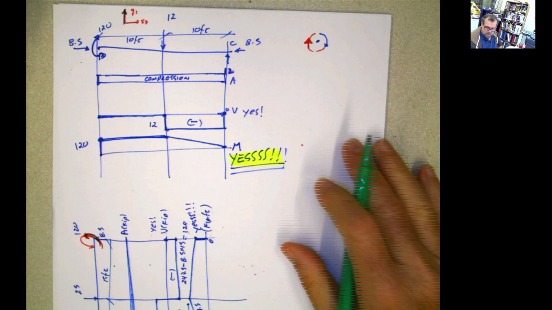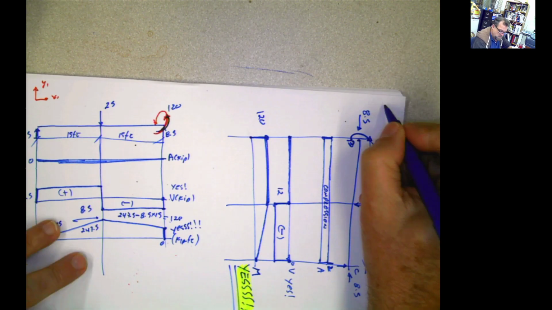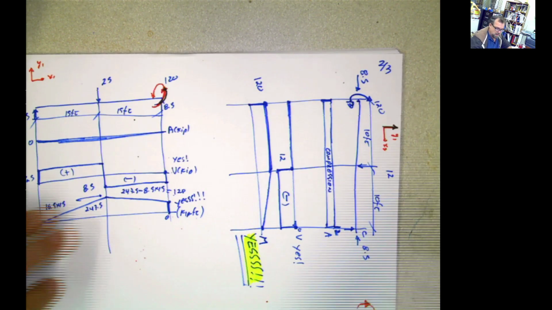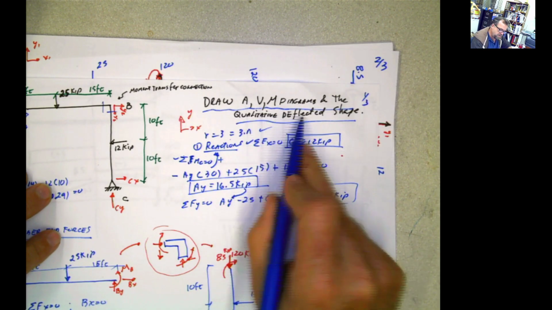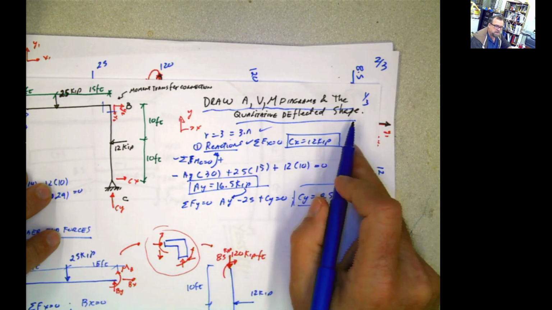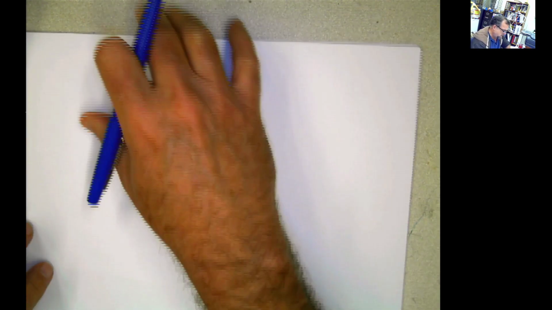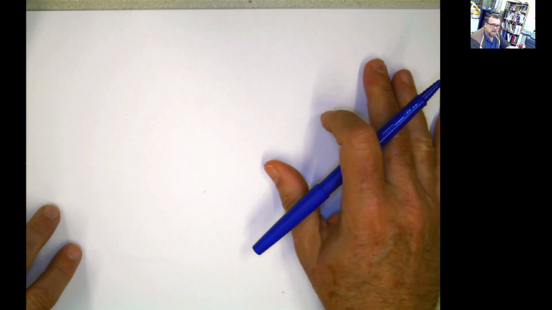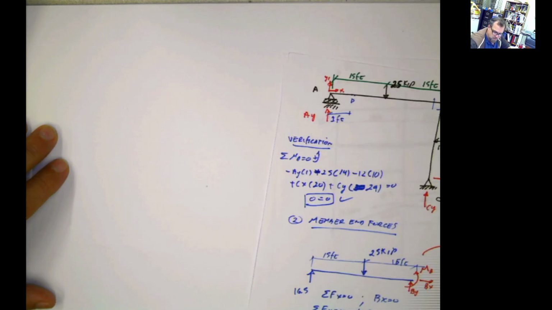Now, we haven't finished yet. This is just the diagrams. But if you go back to the original question, we also have to draw the qualitative deflected shape of this thing. Now, the qualitative deflected shape, I don't know if you have done it before, but it depends on the moment diagram, and we have discussed this before, and it depends also on the boundary conditions, meaning the supports of the structure. I'm going to copy this structure again.